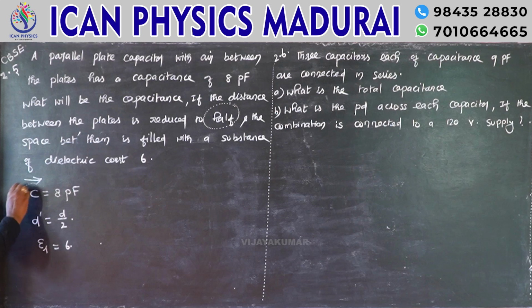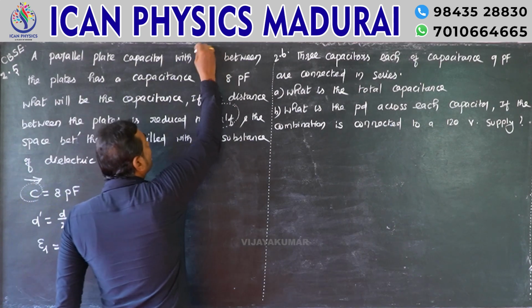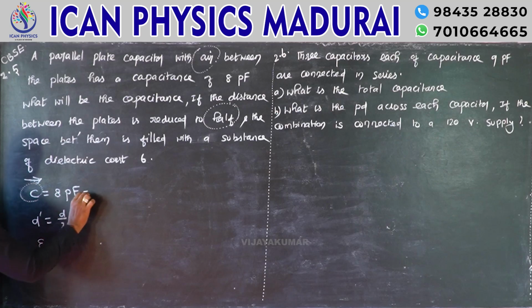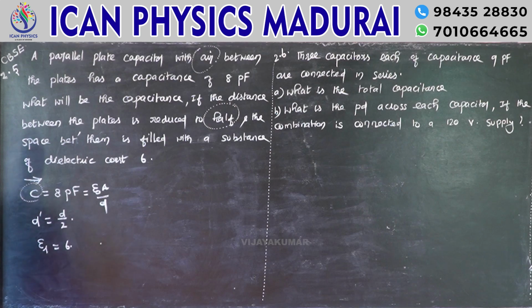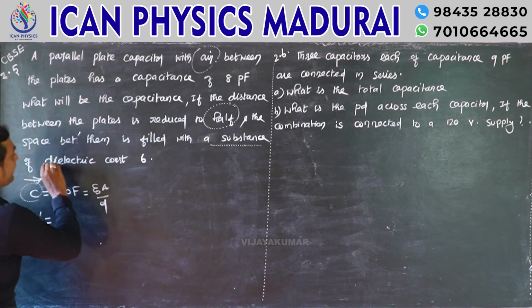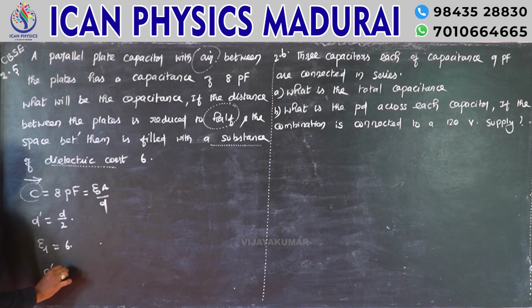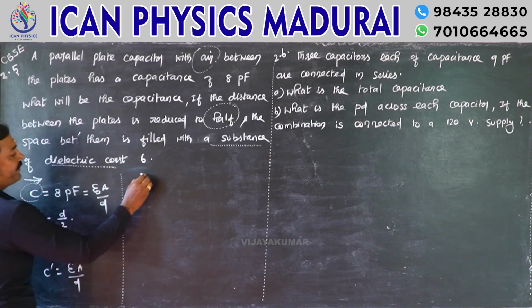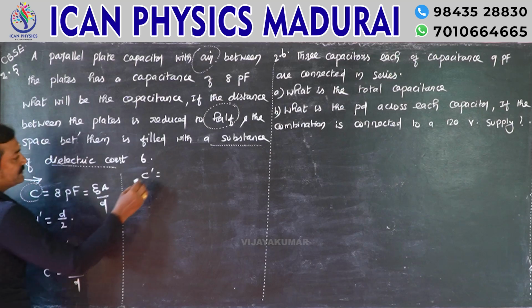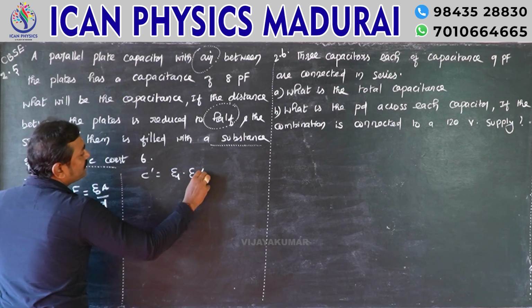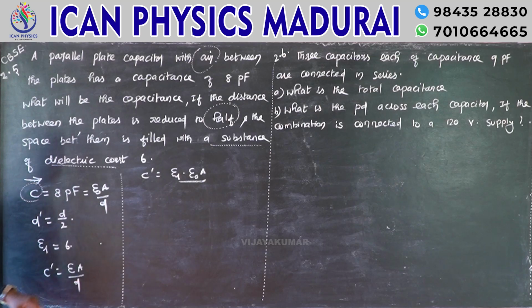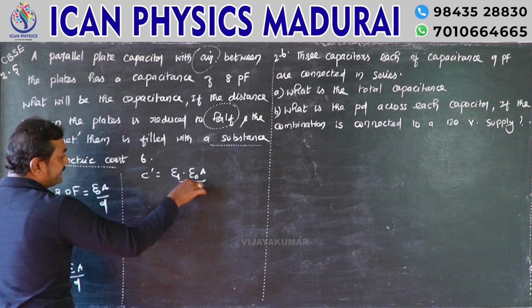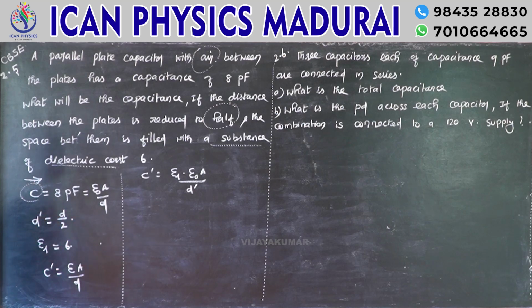When the capacitor is filled with air, what is the formula? Epsilon 0 A by D. When it is filled with a substance of dielectric constant, C dash equal to epsilon A by D. Now I want to modify this formula. So how can we modify? C dash equal to epsilon R into epsilon 0 A by D. So D becomes D dash, because the distance is half.